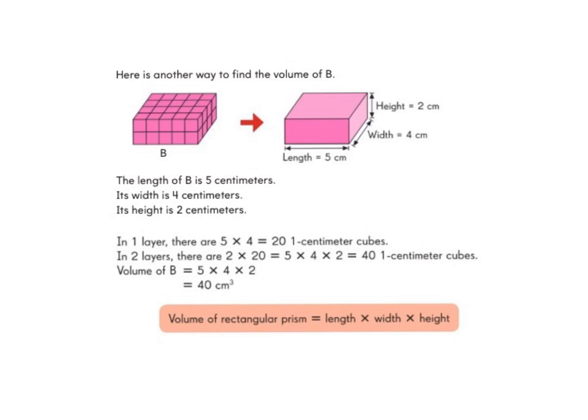If we were to look at the width on the left, we would have 1, 2, 3, 4 cubes going back. And so our width on the right would be 4 centimeters. And then if we look at our height, we have 2 layers in B, so our height is 2 centimeters. So our 2 prisms are identical, only one shows how you would fit the cubes inside and one doesn't.